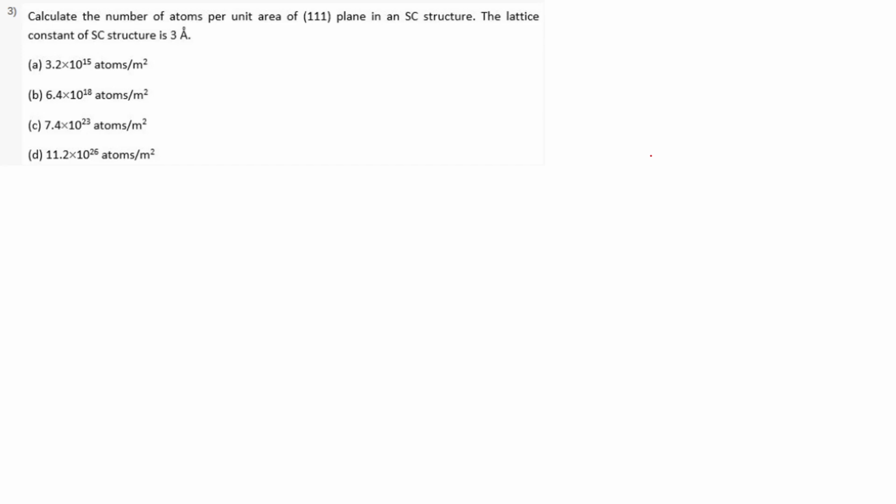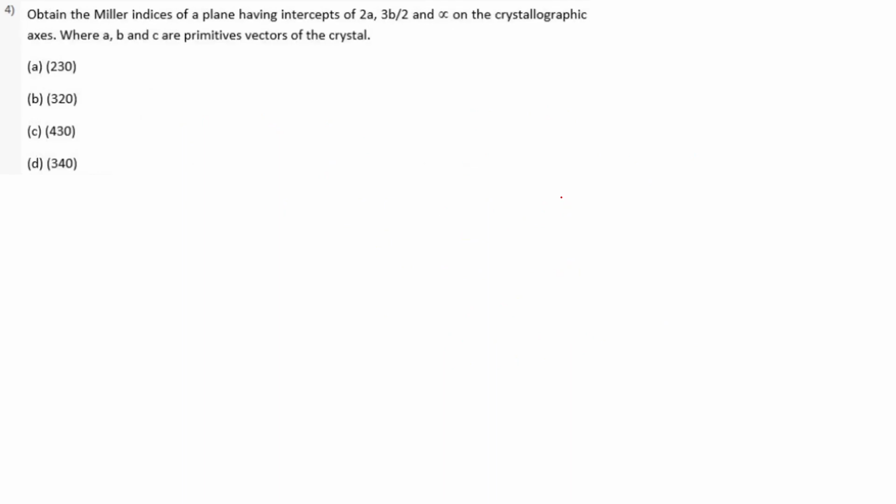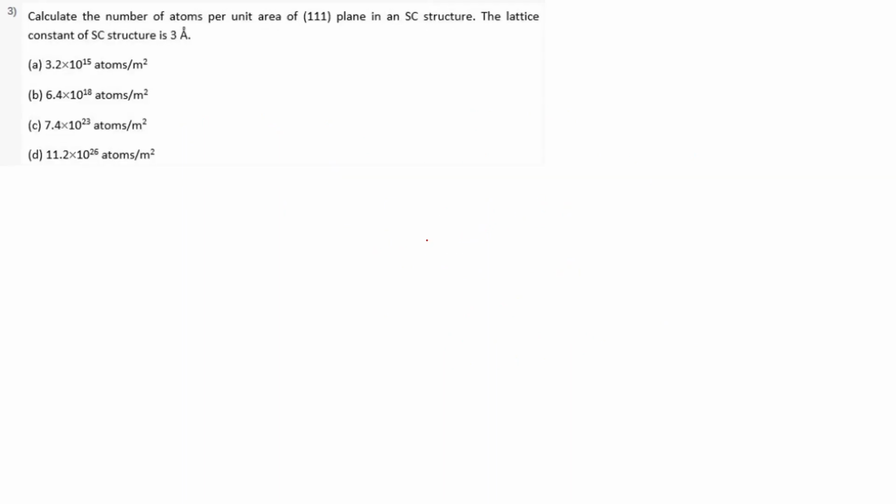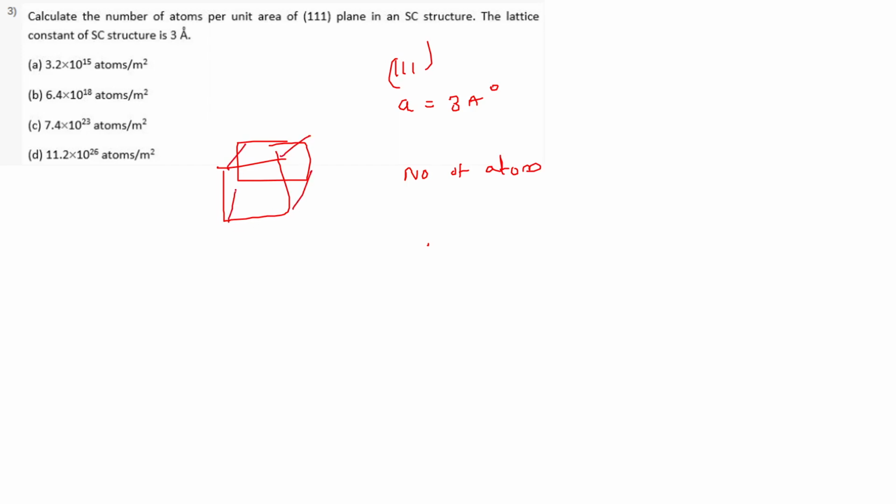You have to just do it. So what are the parameters given here? The plane is the 111 plane, and the lattice constant a is given, that is 3 angstrom. So what you have to find first is the number of atoms in that plane. For that you have to draw the unit cell, and the 111 plane will be this triangular plane.